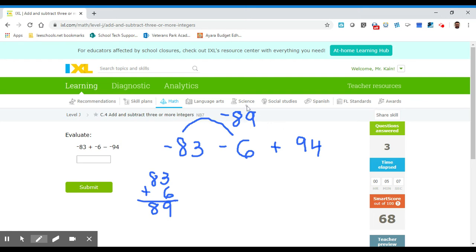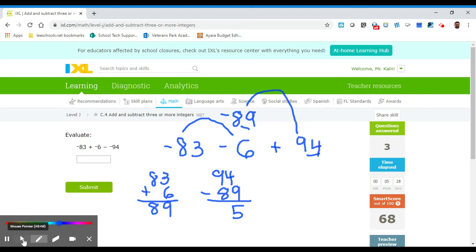Then you're doing -89 and 94. Different signs mean subtract. So 94 minus 89 is 5. Now to pick the sign, if we ignore the signs for a second, 94 is bigger than 89, so it's going to be positive 5. Okay, so let's type that in. 5.